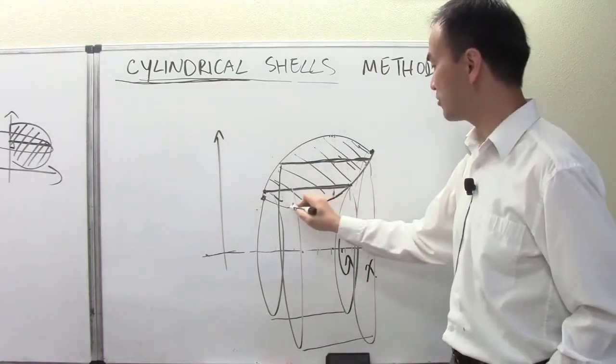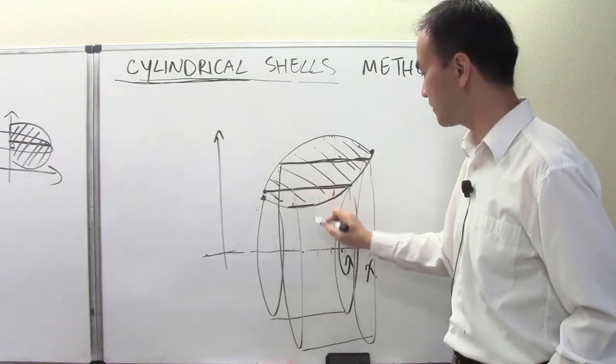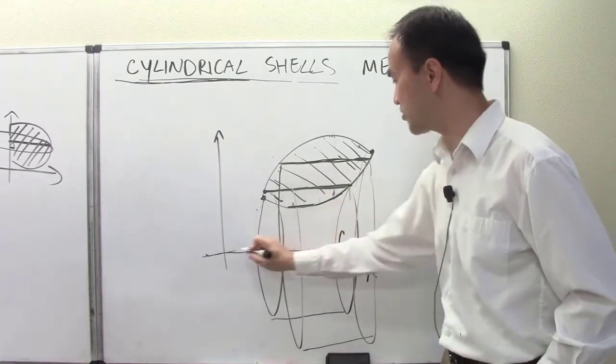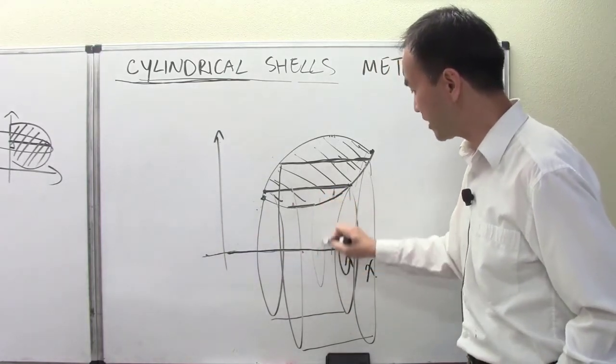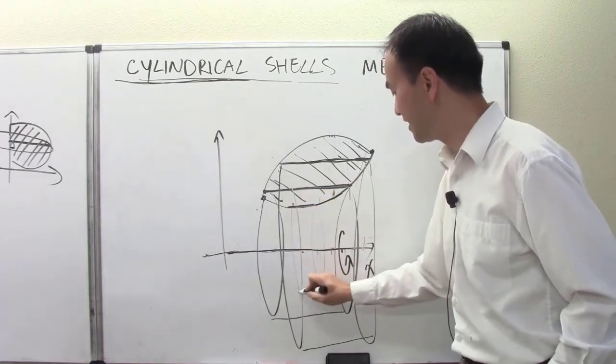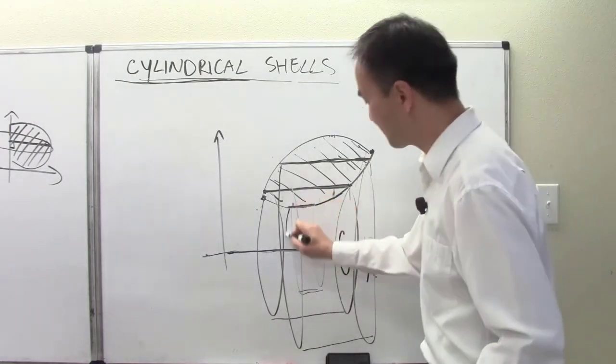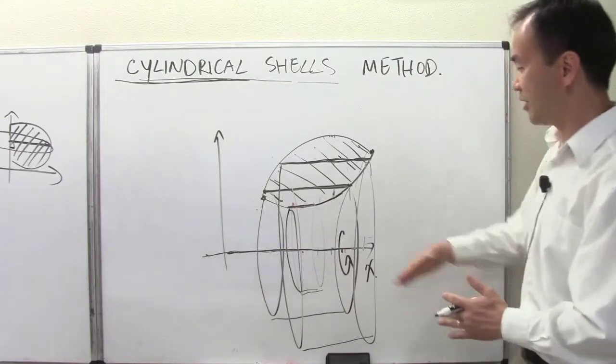And if we put our stripes here, of course again all of these stripes are parallel to the rotation axis. If we rotate this stripe, we have an inner shell. So those are the shells like that.